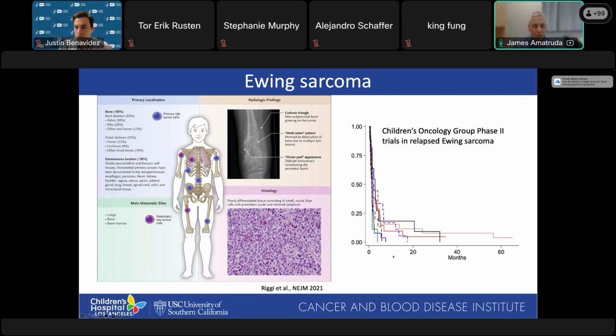It's a small round blue cell tumor and can be successfully treated when it's present in a localized form, that is, not spread outside the site of the primary tumor, although that does require a heavy dose of chemotherapy, radiation, and surgery with a lot of morbidity. And then, unfortunately, when the tumor has recurred or is in the metastatic state, the outcomes are really uniformly poor, and no trial over the past 4 decades has really changed that outcome.